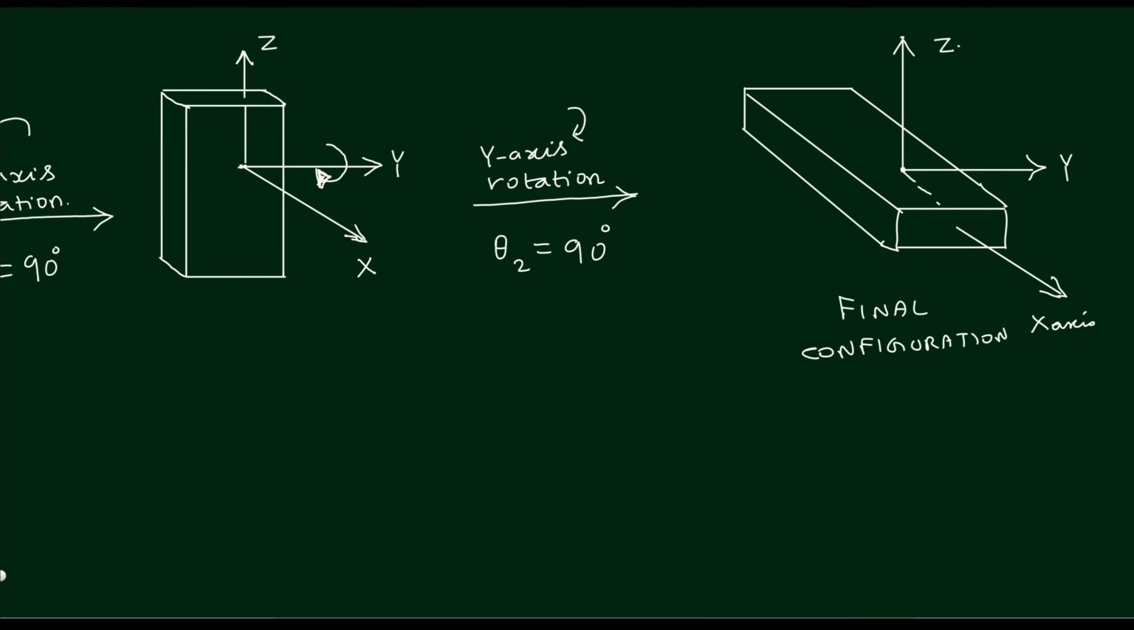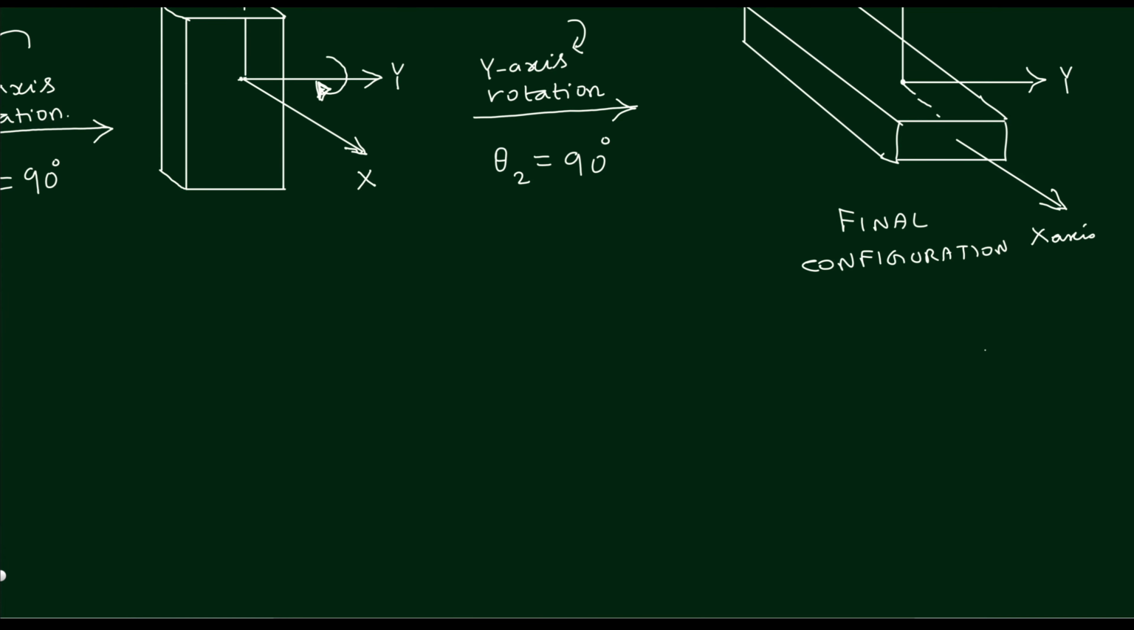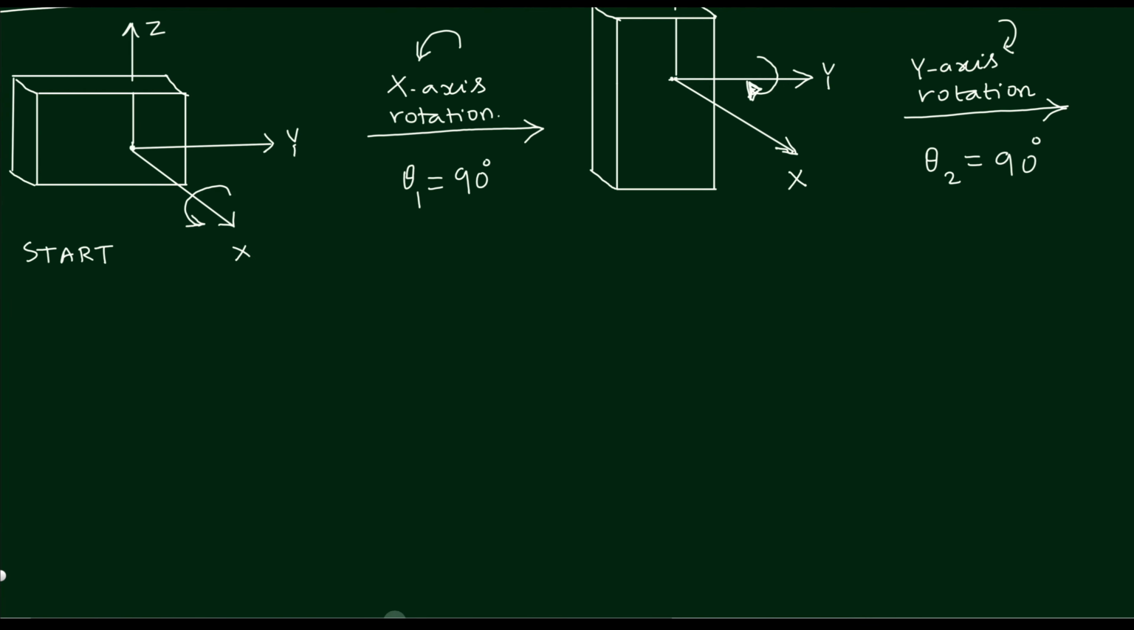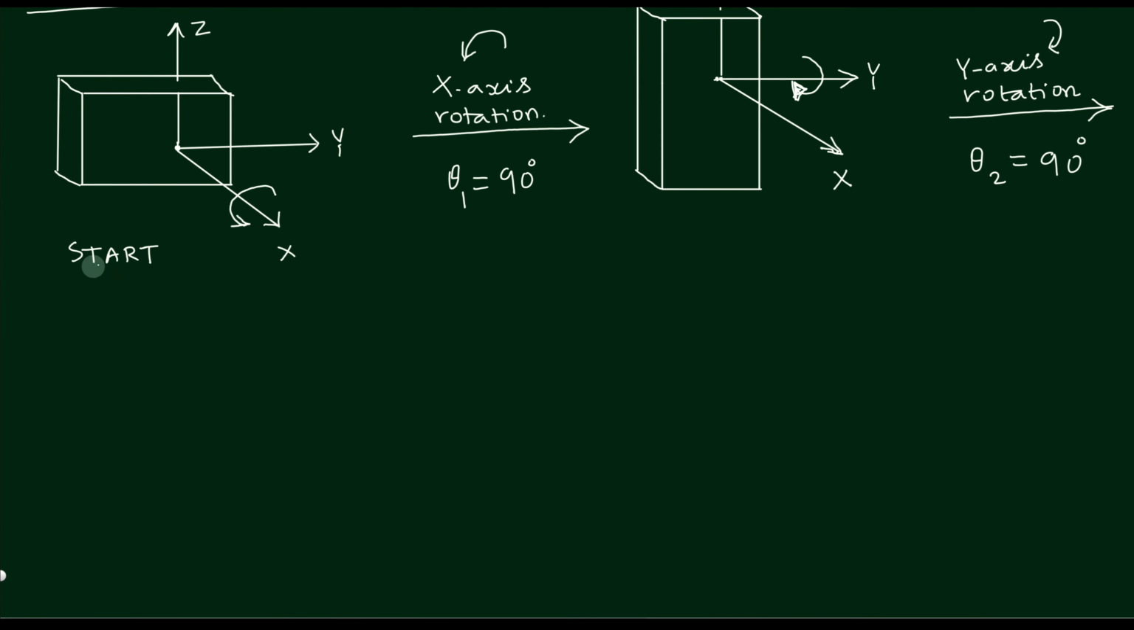How did you get that? Also you have to remember: first, theta 1 is 90 degrees about the x-axis. Second rotation is about the y-axis. So this first experiment is over. Let me put a line, so it is clear that this experiment is over.